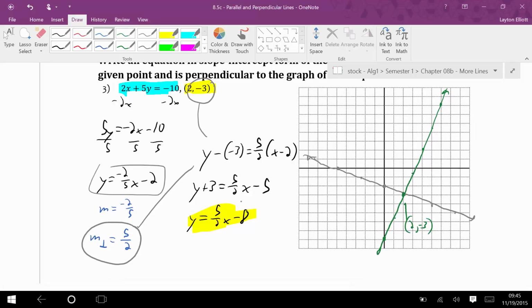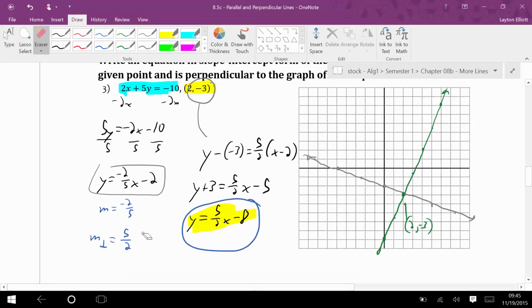And my final answer is this equation right here. It's not anything else other than that equation. It's the equation of the line that was perpendicular to the first line but passes through 2, negative 3.